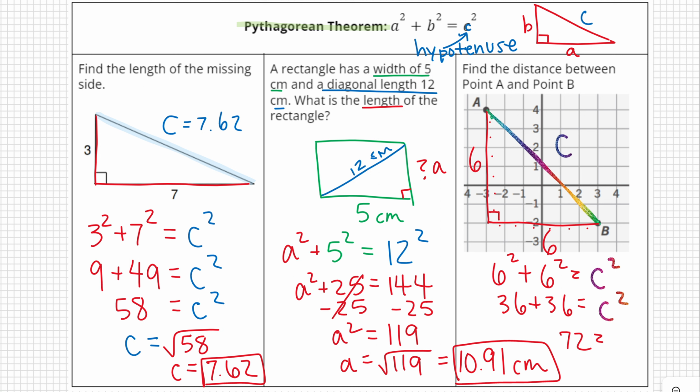So to figure out what C is, I have to undo the squaring, so I'm going to take the square root. So C is equal to the square root of 72. Check in your calculators, square root of 72. Rounding to the nearest hundredth is 8.49 units. That is the distance between point A and point B.